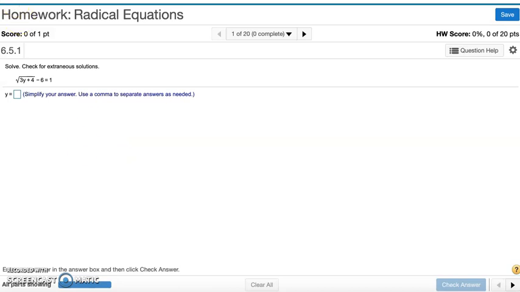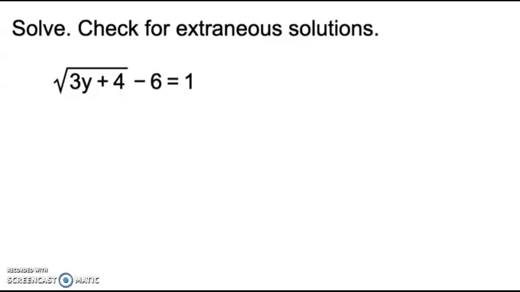Radical equations. Number 1 is asking you to solve the equation. So let's take a closer look at it. So the first thing we're going to do is add 6 to both sides. To get the y out of the square root, we've got to square both sides of the equation.